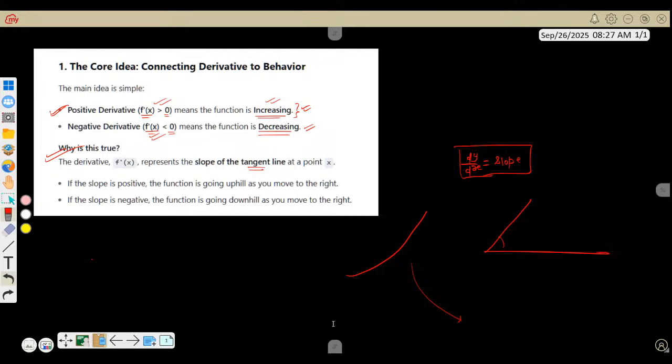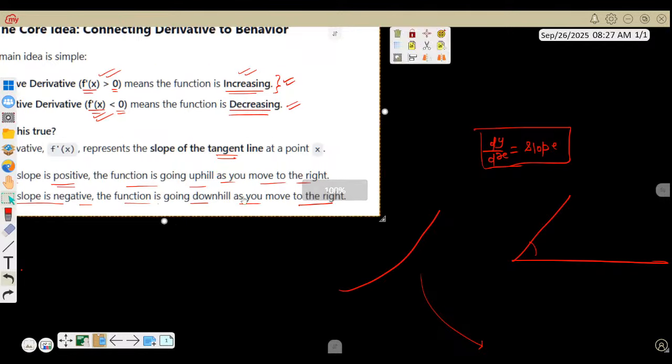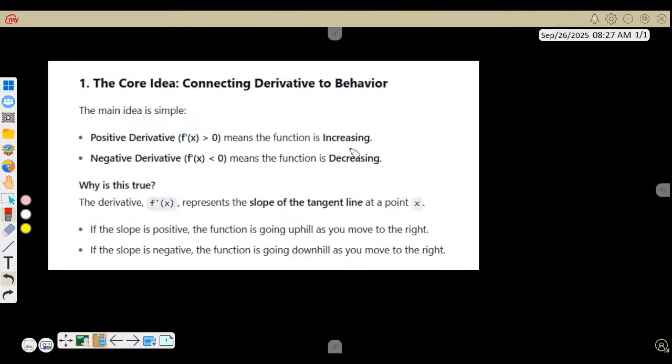So if f dash x is greater than 0, the function is increasing, or if f dash x is less than 0, the function is decreasing. If the slope is positive, the function is going uphill as you move to the right side. If the slope is negative, the function is going downhill as you move to the right side. So that's why if the derivative is greater than 0, the function is increasing, or if the derivative is less than 0, the function is decreasing. You got it? Why derivative greater than 0 means the function is increasing?